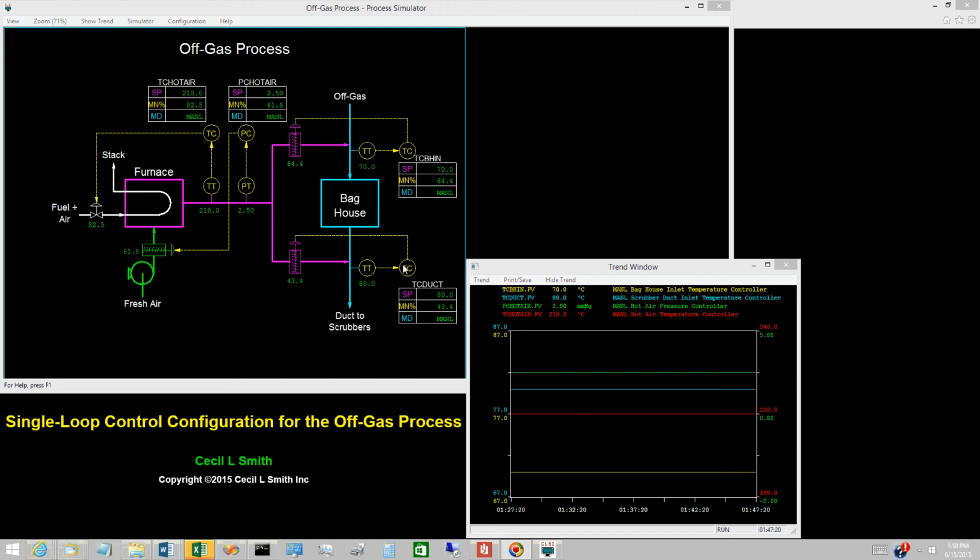In tuning these loops, it seems logical to go with the flow of the off-gas. Start by tuning the temperature controller for the off-gas entering the baghouse. Once that loop is tuned, then proceed to the temperature controller for the off-gas entering the scrubber ducts. The next video examines the tuning of the hot air pressure controller and then the hot air temperature controller.